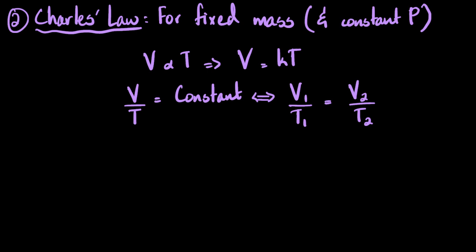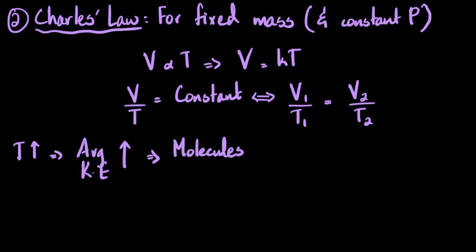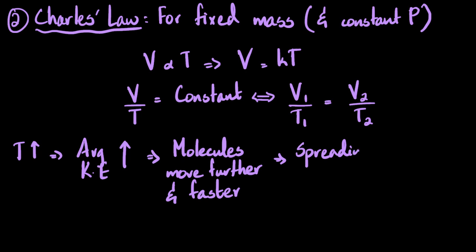So the reason for this is basically that when the temperature increases, we say that the average kinetic energy of the molecules also increases. And when that increases, the molecules move further and faster. So when they move faster and further, they spread out and occupy space. So that spreading out causes the volume to increase as well, right? So this is how they are related.